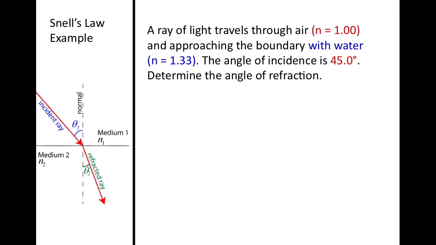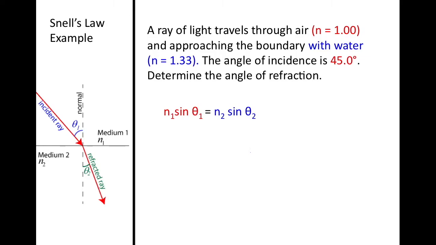Here's an example. A ray of light travels through the air with an index of refraction of 1.00 and approaches the boundary with water, which has an index of refraction of 1.33. The angle of incidence is 45.0 degrees. Determine the angle of refraction. Go ahead and try this on your own and then start the video back up.